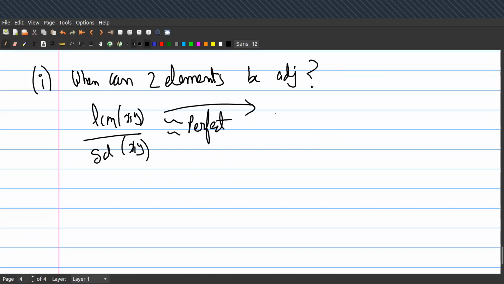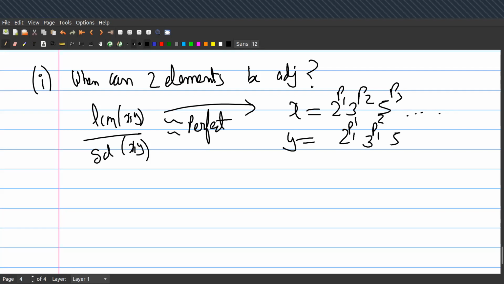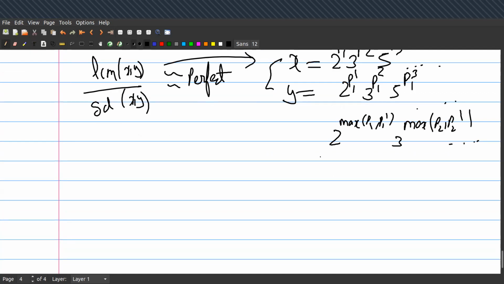What is LCM? So let's represent x as 2 to the power p1, 3 to the power p2, and this will continue up till something, right? And y will be something like this only, 2 to the power p1 dash, 3 to the power p2 dash, and 5 to the power p3 dash, and so on. So what will be the LCM of these two numbers? This will be 2 to the power max of p1 comma p1 dash, 3 to the power max of p2 comma p2 dash, and so on. And GCD will be the min.